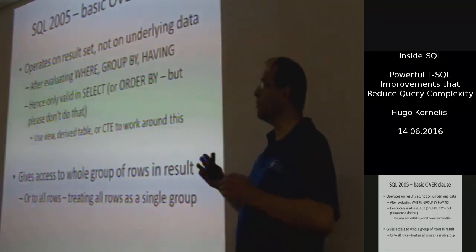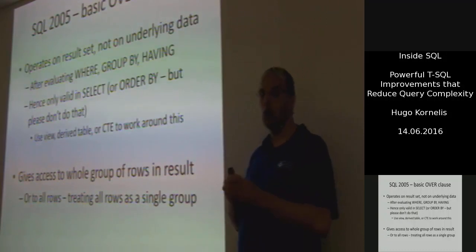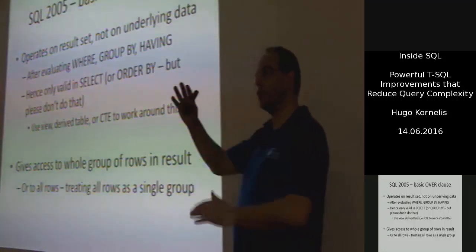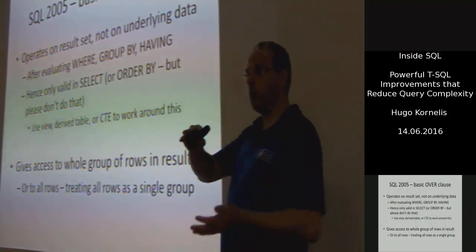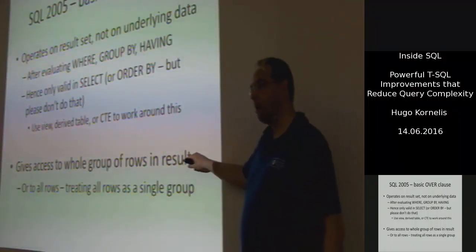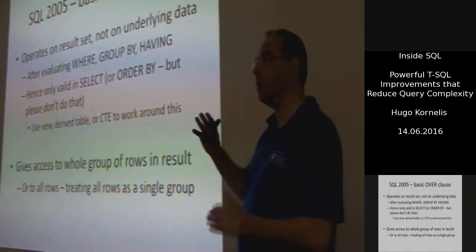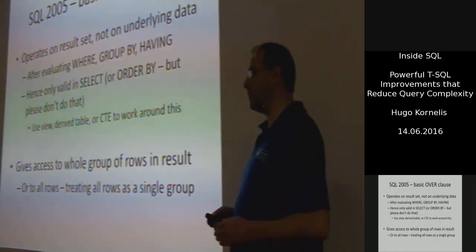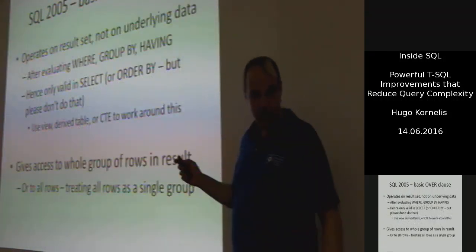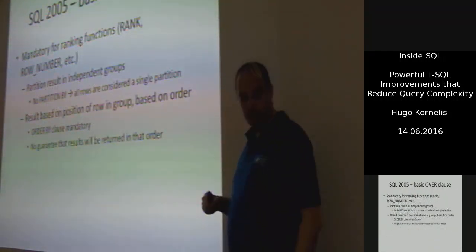So what OVER does is it gives you access to complete groups of rows in the result. You have your result set, we're going to form groups, and you get access to a single group. If you don't form groups, then the entire result will be defined as one group. We'll look at the syntax later. I thought the syntax was here, but it's later. Sorry.